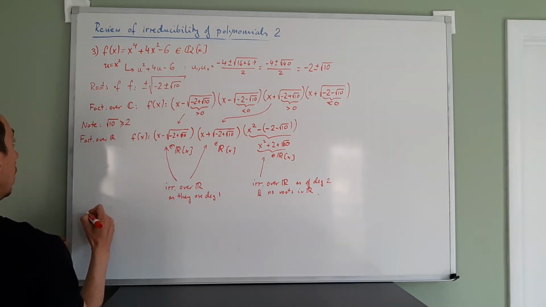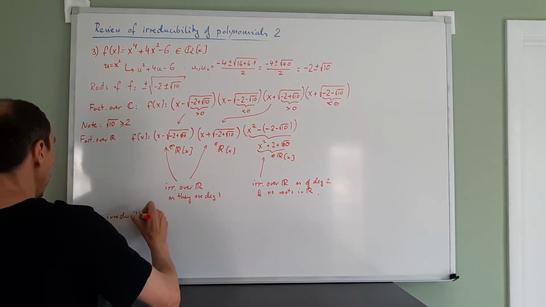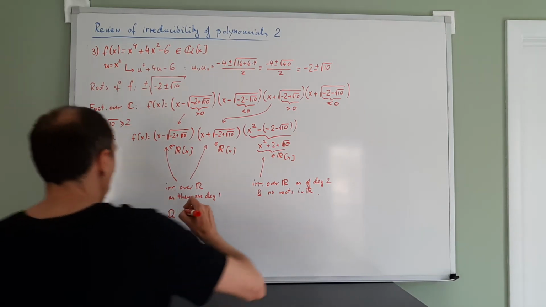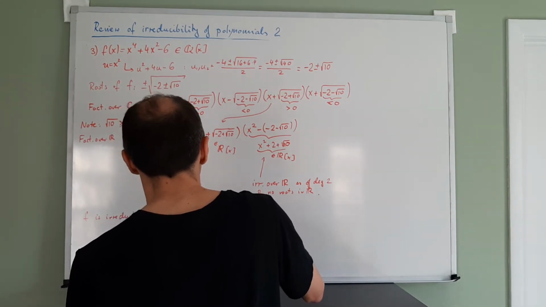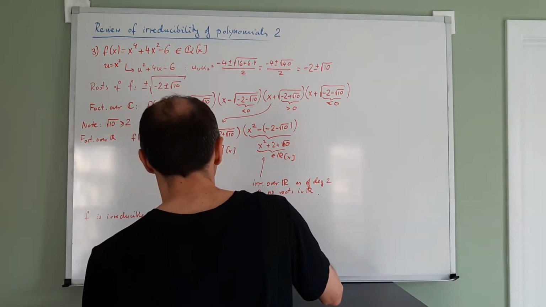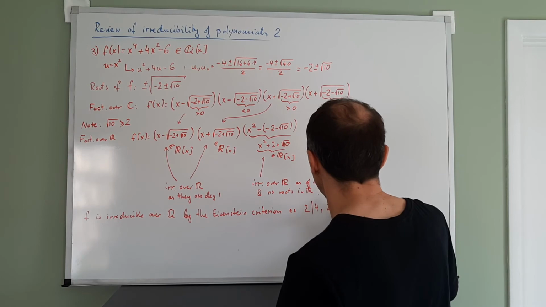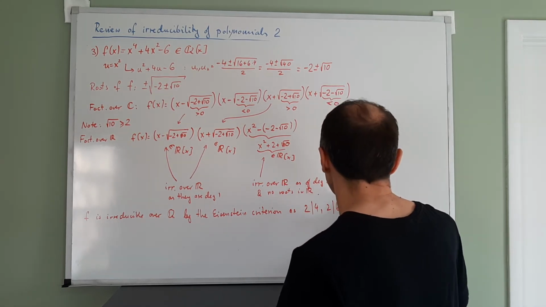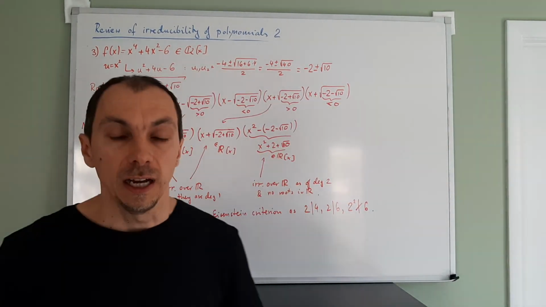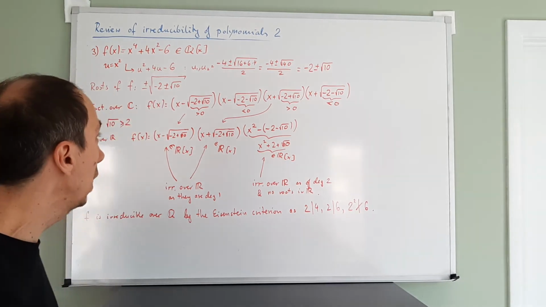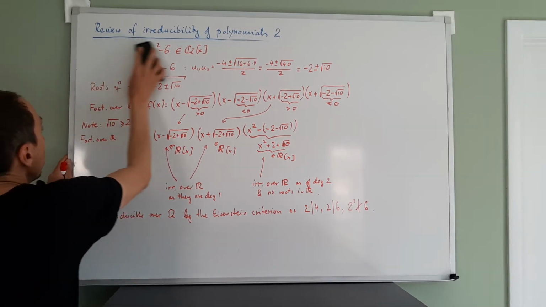So we get that f is irreducible over Q by the Eisenstein criterion, as 2 divides 4, 2 divides 6, but 2 squared does not divide 6. Okay, I'm not going to write it, but the other important thing is that f is monic, has rational coefficients that are actually integers. Okay, so 2 more examples.